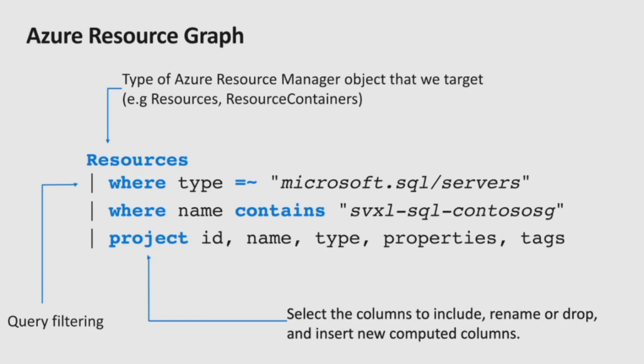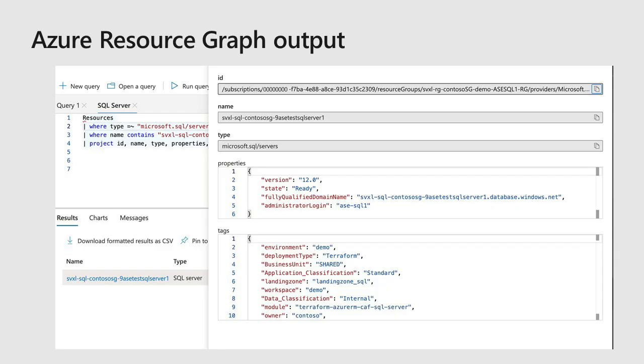I'm interested in a specific database that I've created. I know it's going to be called Contoso SG, and I just want to get the ID, the name, properties and tags. I don't want any additional information because I'm not going to use them in my integration test. This is the output of the resource graph.